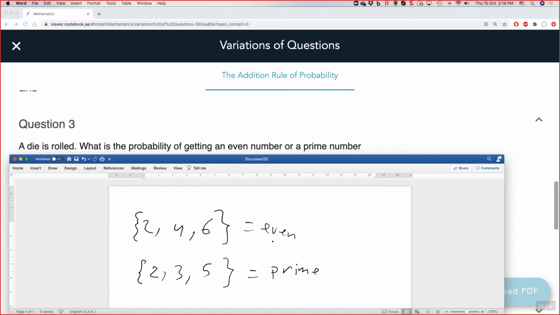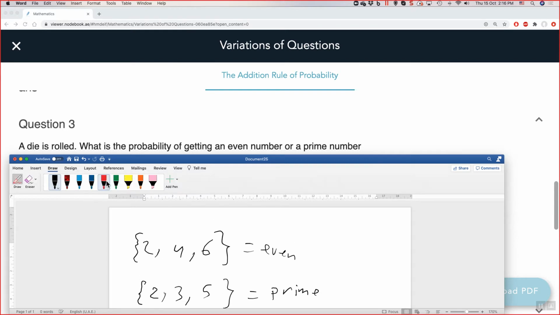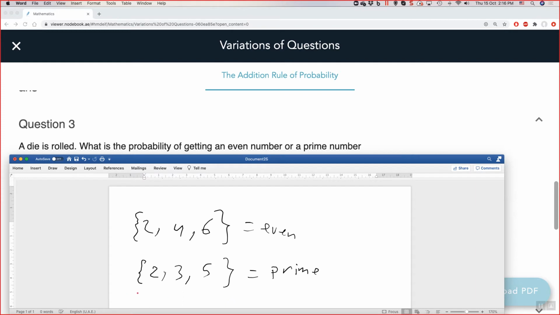So if we merge them together, you can imagine we can still apply the rule here, but let me just imagine that we're just merging them together. So what will be the merge? What will be the even union prime? It will be 2. Yeah, and then 3, and 4, and 5, and 6, right? All these numbers are in the merge, correct? Shall I write 2 again or no need?